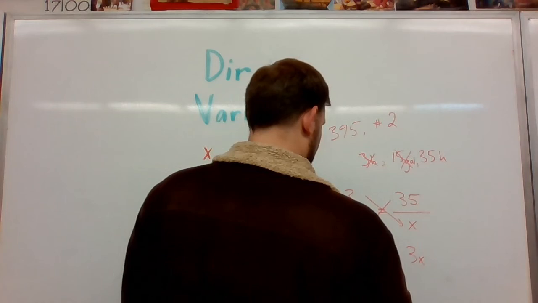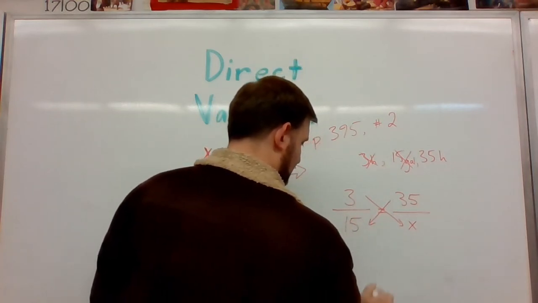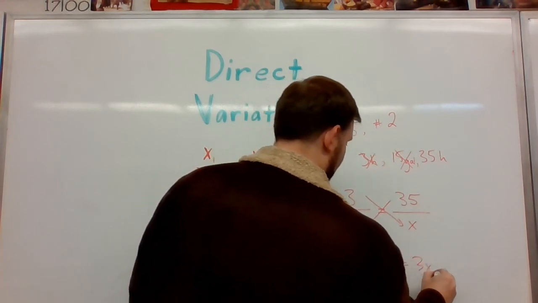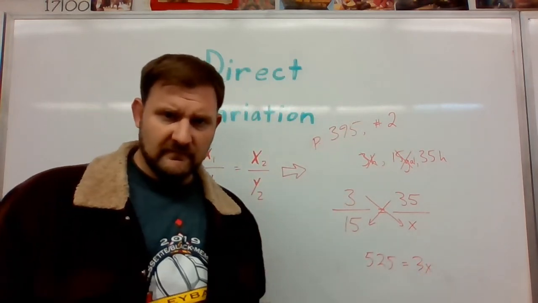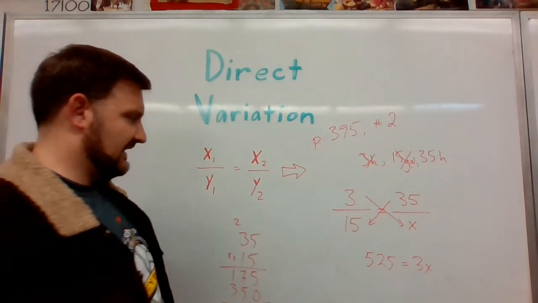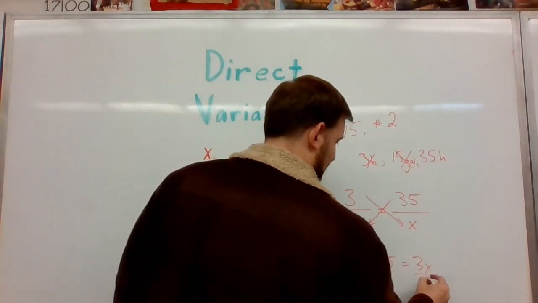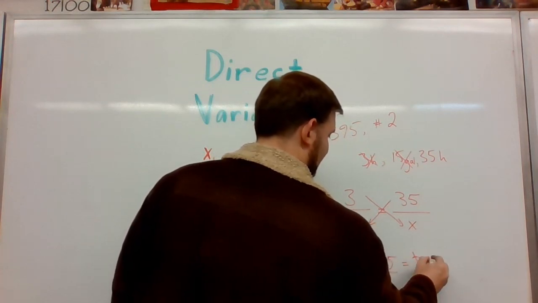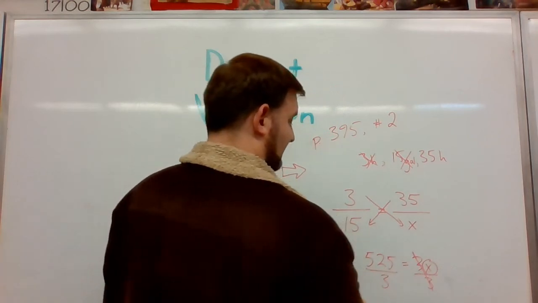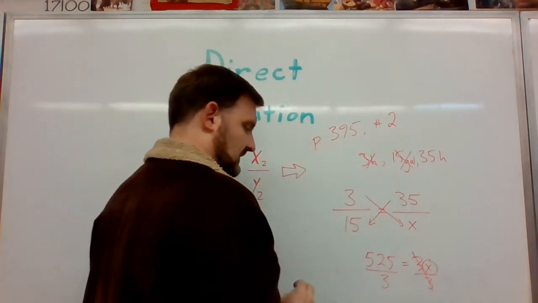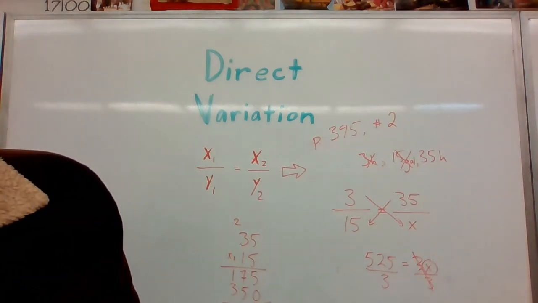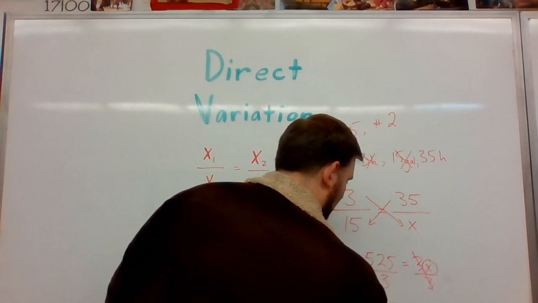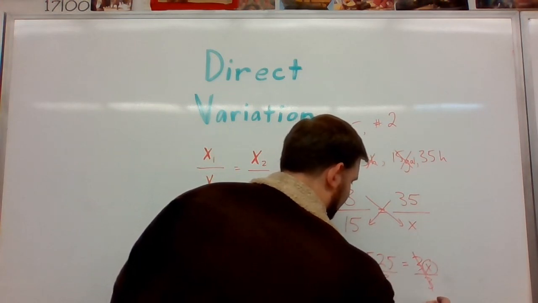So I'm going to move this down a little bit. 525 will equal 3x. So we've removed the fractional situation, okay? We now simply have second to last stage here where we divide each side by 3. That isolates x all by itself. We get 525 divided by 3. And our answer is going to be x is equal to 175.